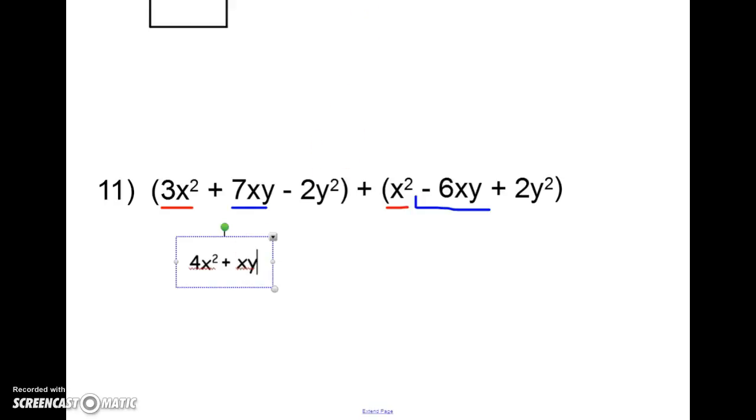And then this last component here, let's take a look at our last set of like terms. We have a negative 2y squared and a positive 2y squared. You may recognize right away that these are opposites of each other. If we have 2 of anything, and we then lose 2 of that same thing, it's all gone. It is at 0, so we will not have to write it. This will be our final answer right here.